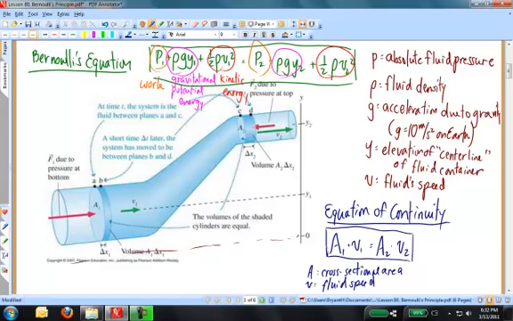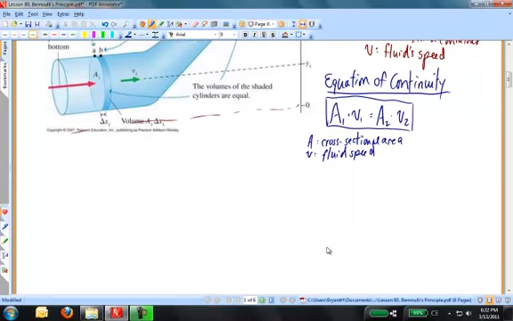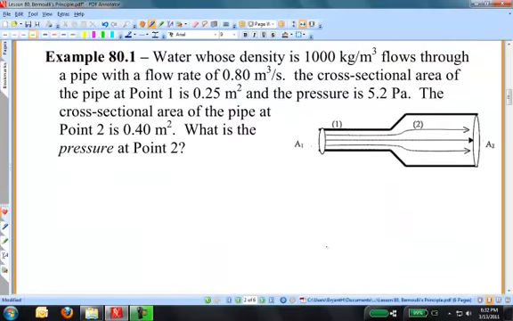Let's apply Bernoulli's equation to some numerical problems. Here's the first one that's in your textbook. Example 80.1. Water, whose density is 1,000 kilograms per cubic meter, flows through a pipe with a flow rate of 0.8 cubic meters per second. The cross-sectional area of the pipe at point 1 is 1/4 of a square meter, and the pressure is 5.2 pascals. The cross-sectional area of the pipe at point 2 is 4/10 of a square meter. What is the pressure at point 2?